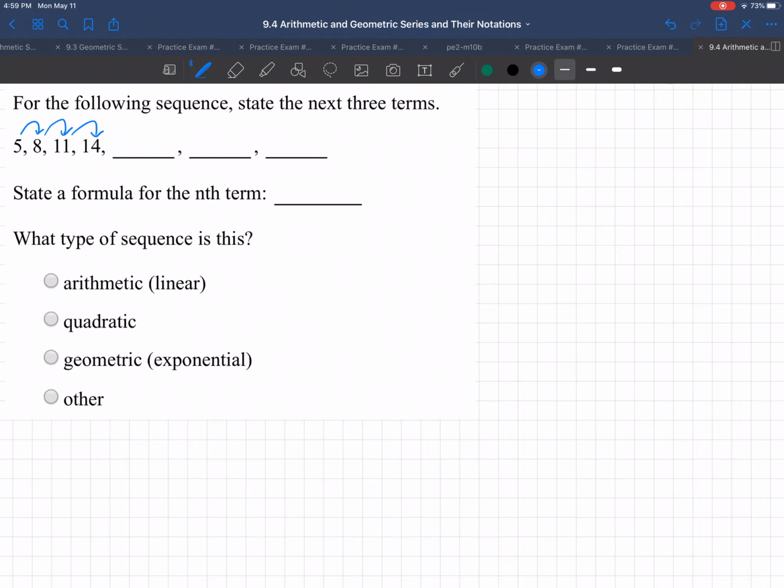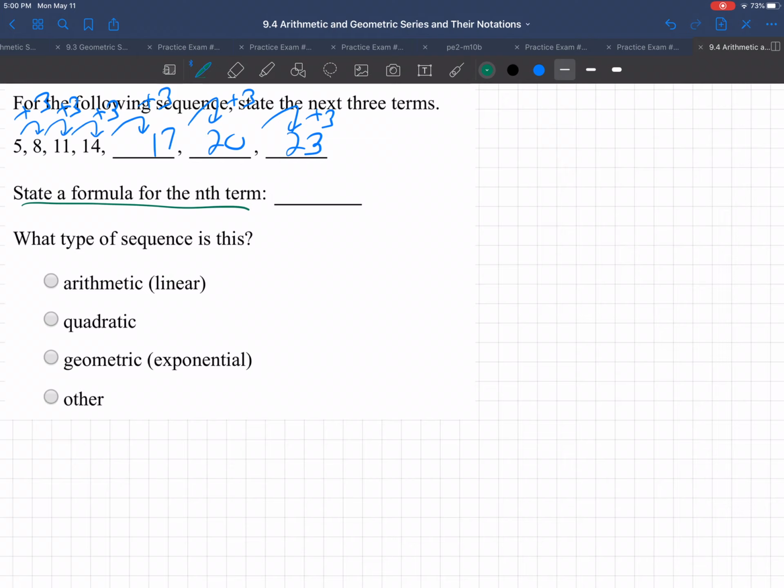Well, you can see pretty clearly it's just adding 3 every time, isn't it? It's just adding 3. So the next term, just add 3 again. It's going to be 17. Add 3 again. It's going to be 20. Add 3 again. Going to be 23. Then it says state a formula for the nth term.